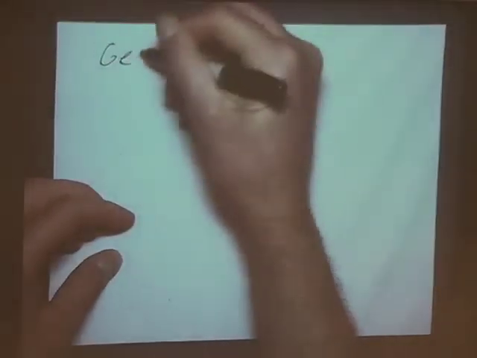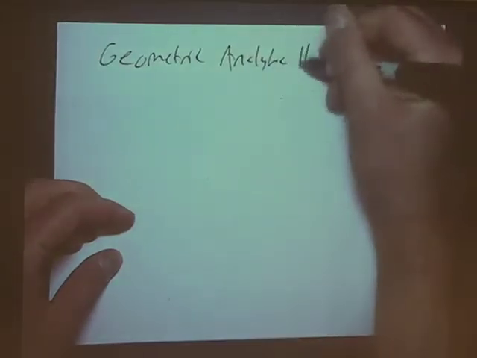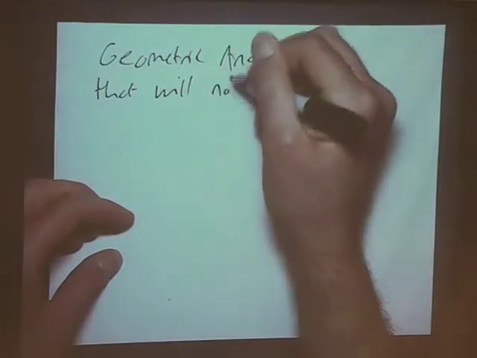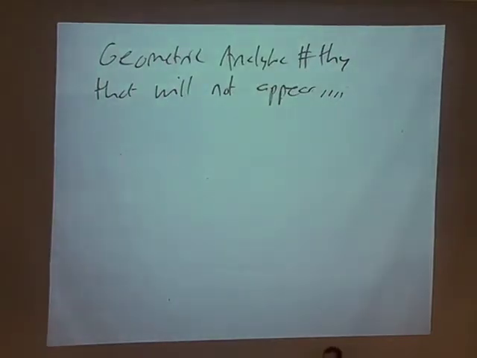I'll actually start for the first few minutes by just giving a kind of whirlwind tour of some of the things that I am not talking about in this lecture series, just to kind of give some sense of the scope of what kinds of things people are thinking about. So let's say geometric analytic number theory that will not appear.